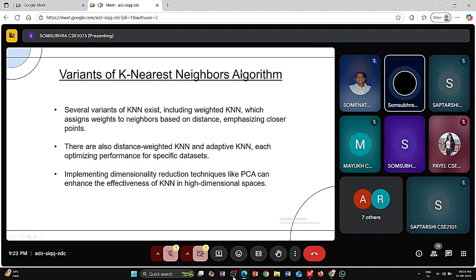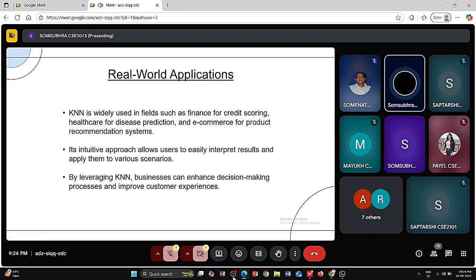So we have some variants of KNN like weighted KNN, where we give some weightage to some data points, and corresponding to those data points we calculate the distance, creating an impact on the data point. And we have adaptive KNN used for specific use cases. Then some real world applications. So we use KNN in disease prediction, e-commerce, and product recommendation systems. And by leveraging KNN, businesses can enhance decision-making processes and improve customer experiences.